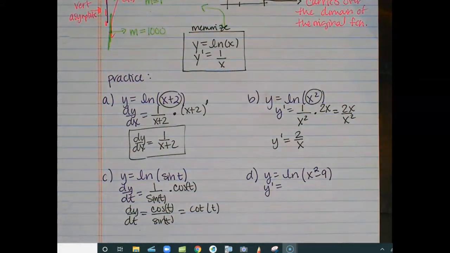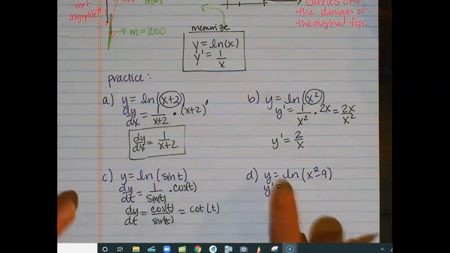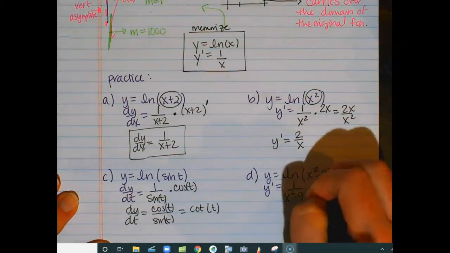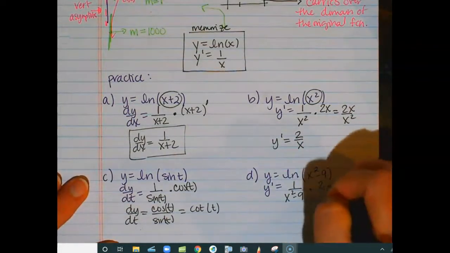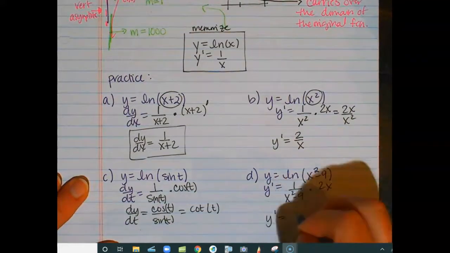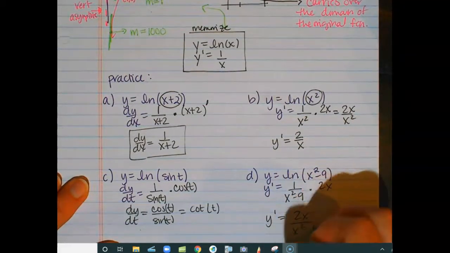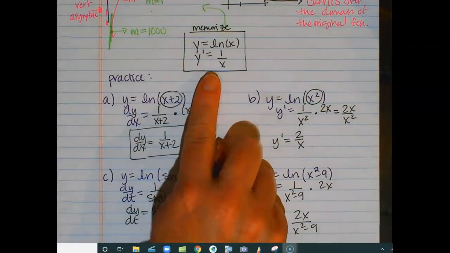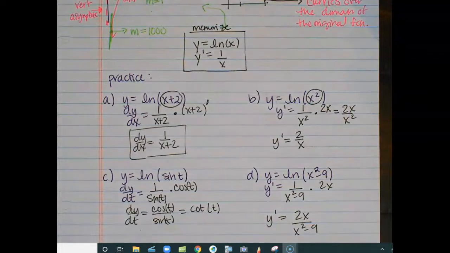Our last one, not that much more complicated than anything else we've done. Y equals this. Y prime is going to be 1 over x squared minus 9 times derivative of that, which is 2x. So y prime equals 2x over x squared minus 9. No simplification needed for that one. So a new function, put that in what you have to remember. And there's a great chart in this section that we'll look at together just to confirm all the different ones that you know already. And it also talks about logarithms with different bases. We'll look at that at another time.